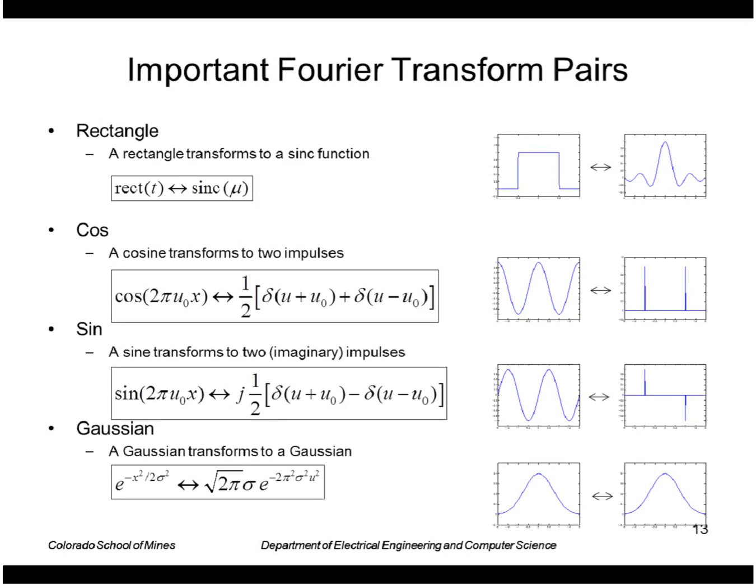Some important Fourier transform pairs. We've already seen the rectangle transforms to a sinc. A cosine transforms to 2 impulses. A sine transforms to 2 impulses but in the imaginary domain. And a Gaussian transforms to a Gaussian. So this is symmetrical, so either of these can be the spatial function and the other can be the frequency, so you can go either way.